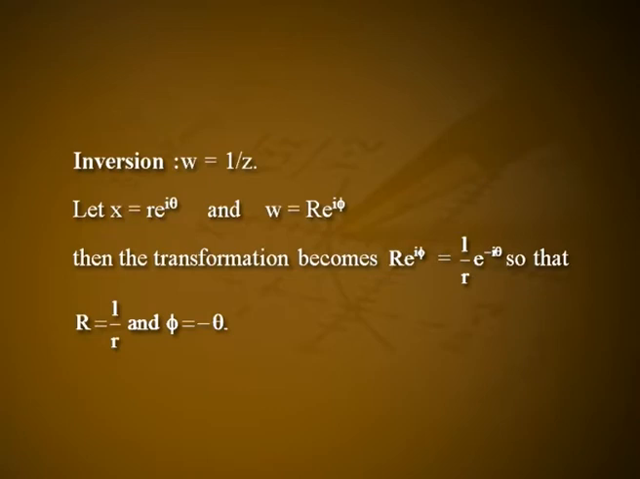Now consider inversion, w is equal to 1 by z. Let z is equal to small r e raised to i theta and w is equal to capital R e raised to i phi. Then the transformation becomes capital R e raised to i phi is equal to 1 by small r e raised to minus i theta, so that capital R is equal to 1 by small r and phi is equal to minus theta.